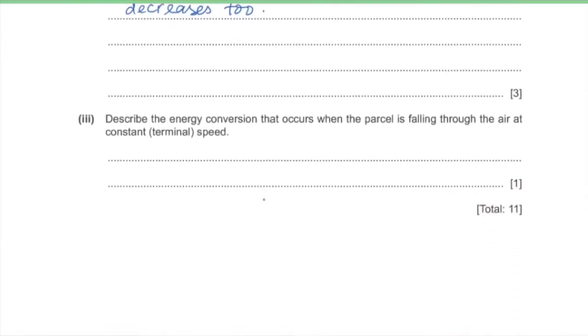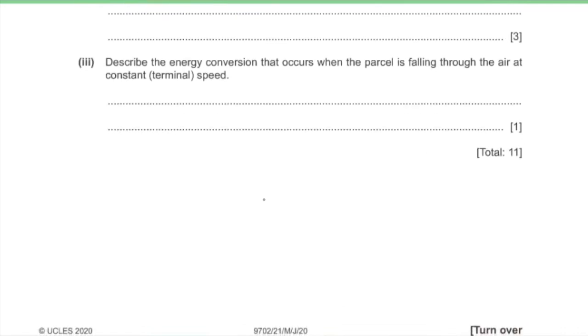Part 3, describe the energy conversion that occurs when the parcel is falling through air at constant terminal speed. So at constant terminal speed, it isn't gaining any kind of kinetic energy. So all the GPE is getting converted to thermal energy, due to air resistance.